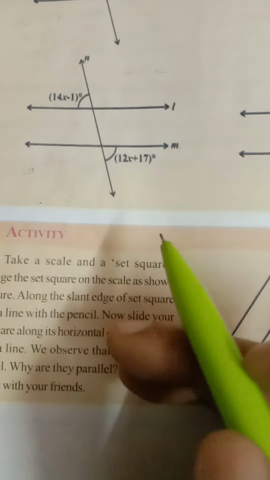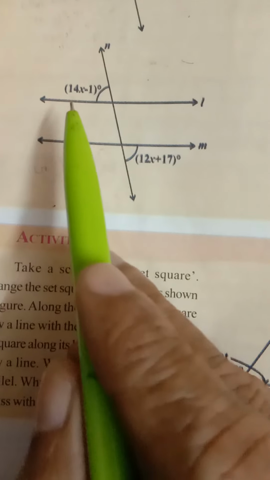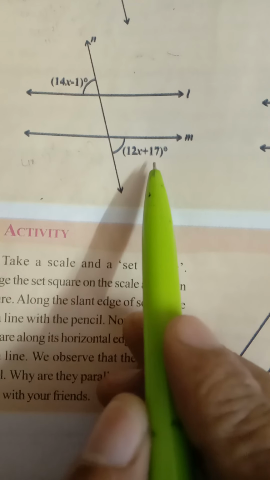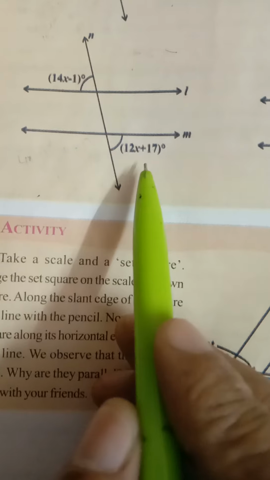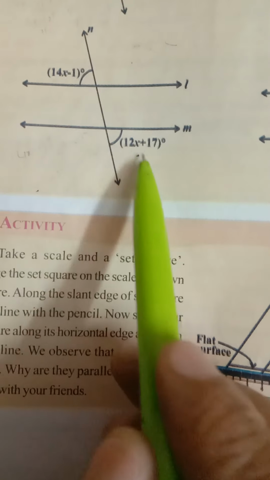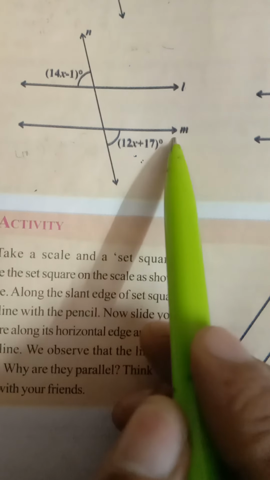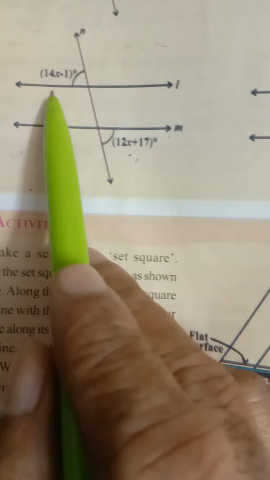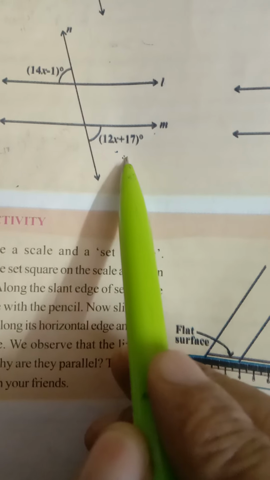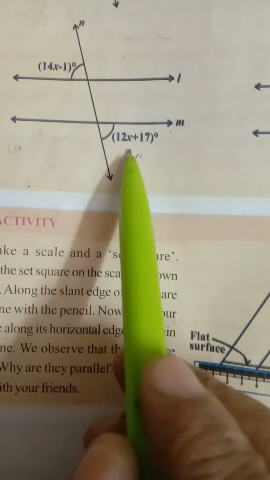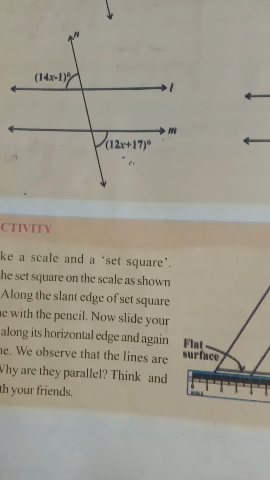Diagram 3. 14x minus 1 degrees and 12x plus 17 degrees are alternate exterior angles. Alternate exterior angles are equal. L and M are the parallel lines and N is the transversal line. So 14x minus 1 is equal to 12x plus 17 degrees.